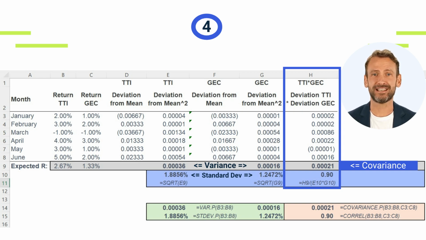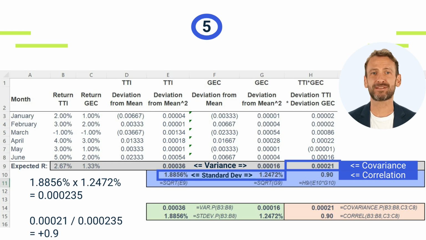When we calculate the average of the interactions, we obtain a positive value of 0.00021. This tells us that, on average, TTI and GEC move in the same direction. However, covariance is a bit difficult to interpret, which is why we will standardize it, or in other words, convert it into a parameter that we can understand more easily.